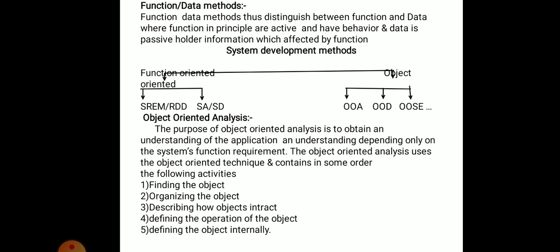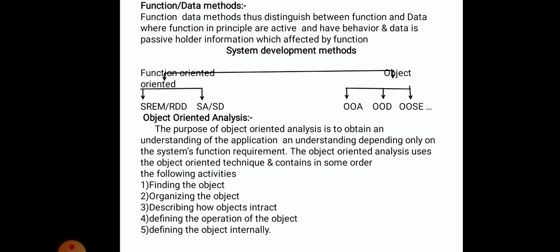The following are the activities. First one is finding the object. Here we will find the objects involved in our system. How many objects are involved in your system, or which objects are involved in our application? So the first activity is finding the object.